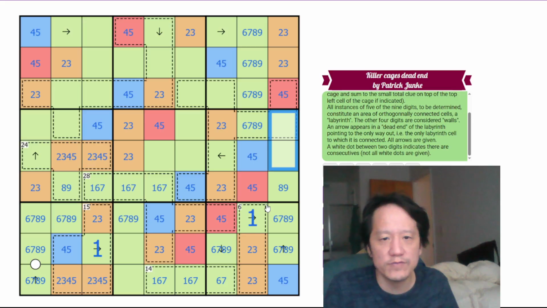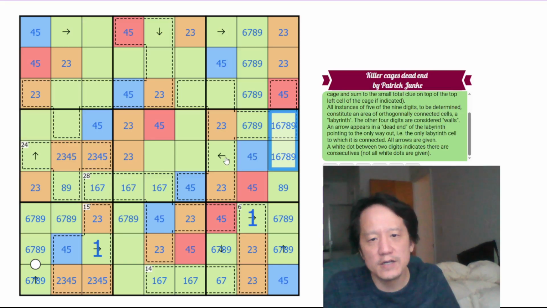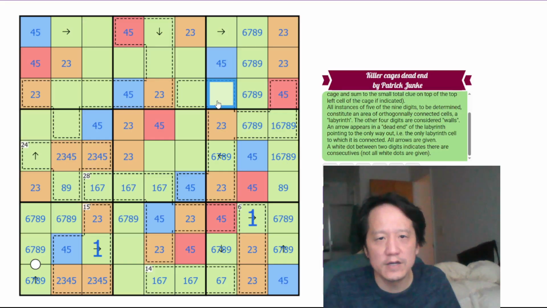1 has to be one of these two. 1 is one of these two. This is a 2, 3 pair. We have 1, 6, 7, 8, 9. This has to be 6, 7, 8, 9, and 1, 6, 7, 8, 9 here.